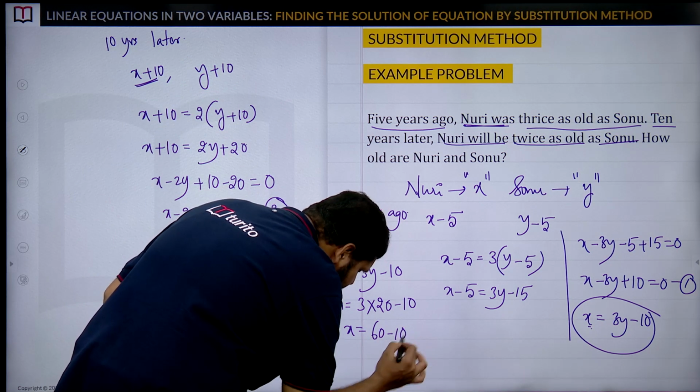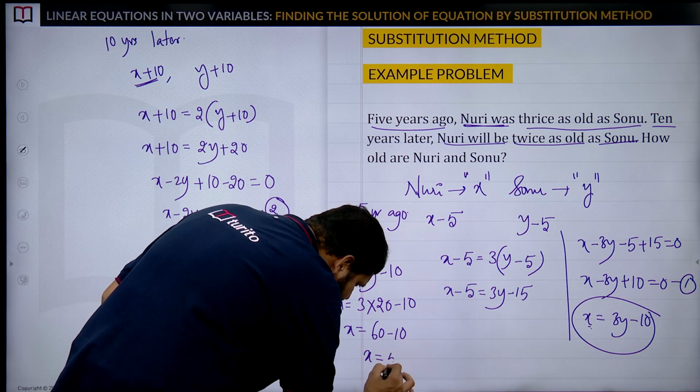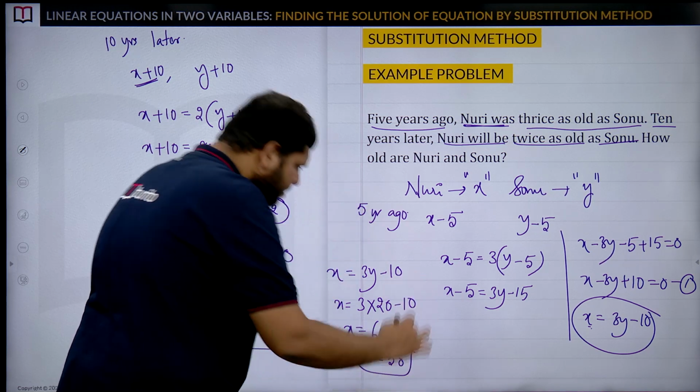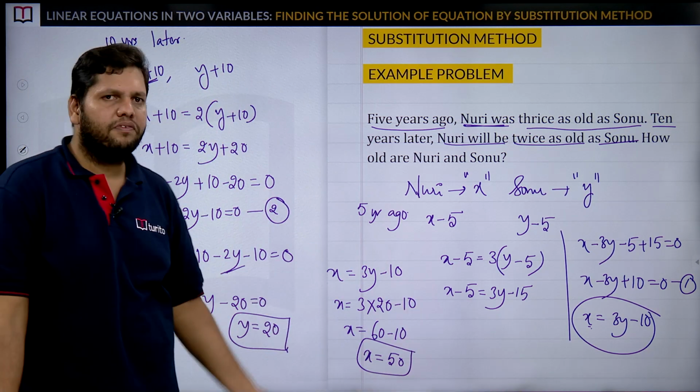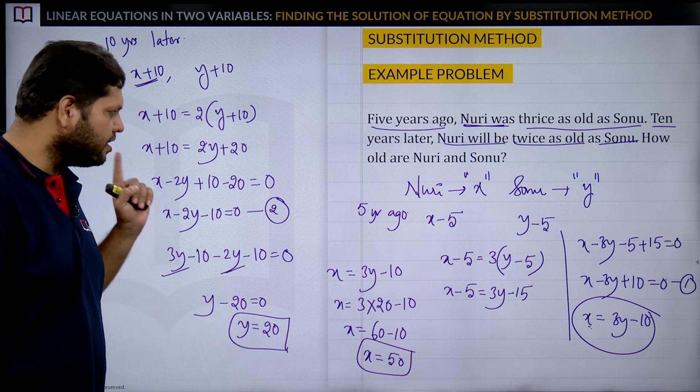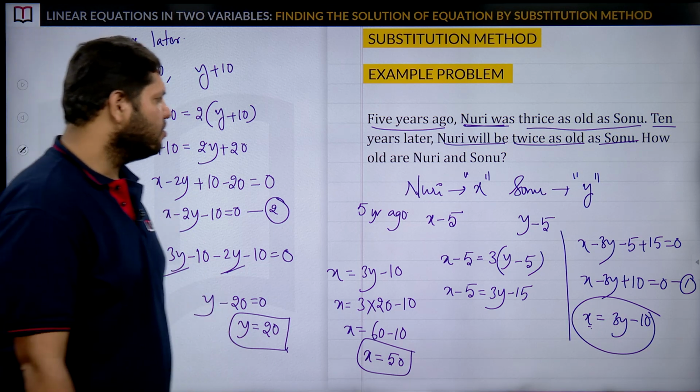60 minus 10 is equal to 50. So x is equal to 50 is one solution and y is equal to 20 is one more solution. Therefore, x means what, children?